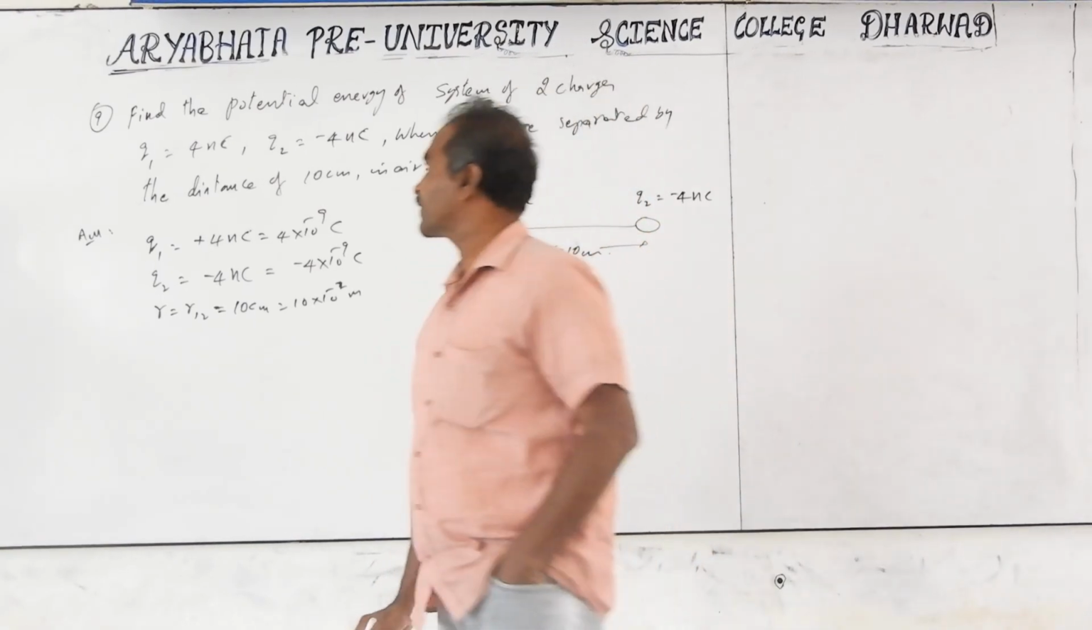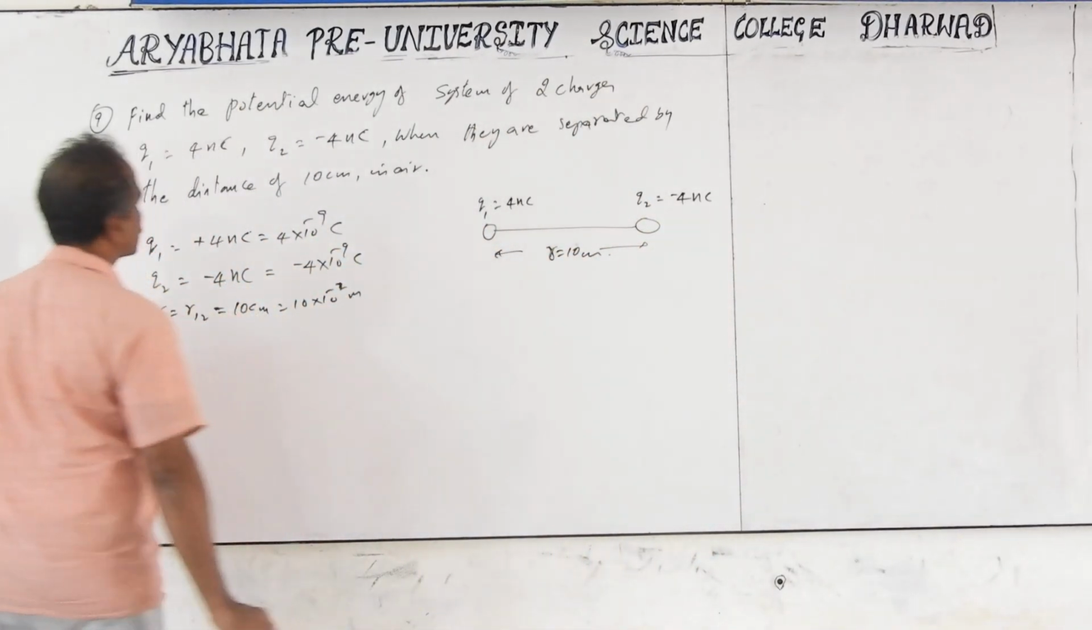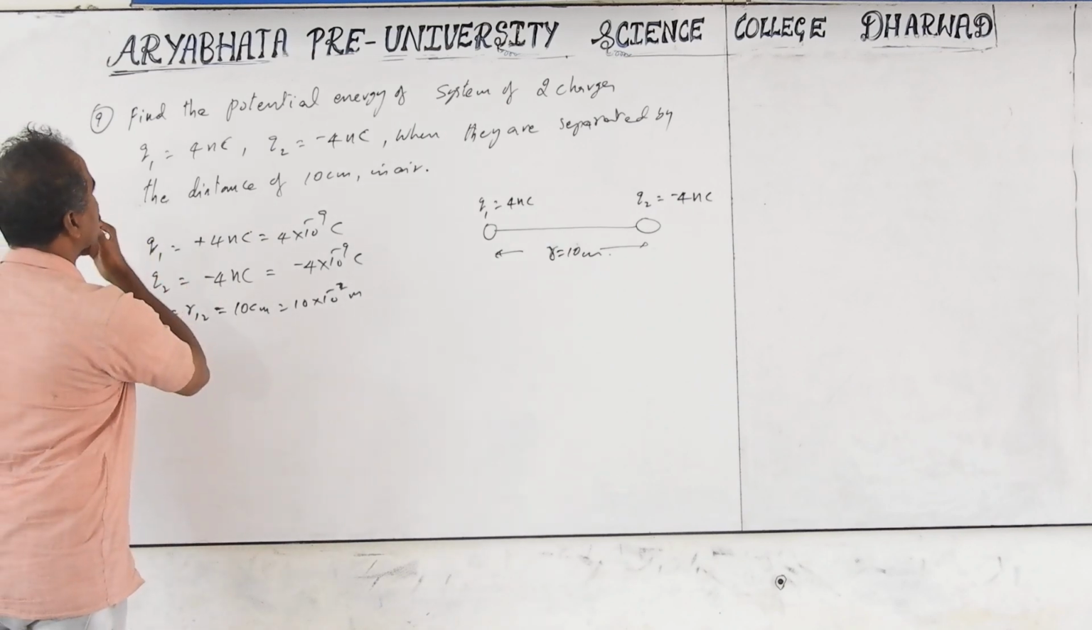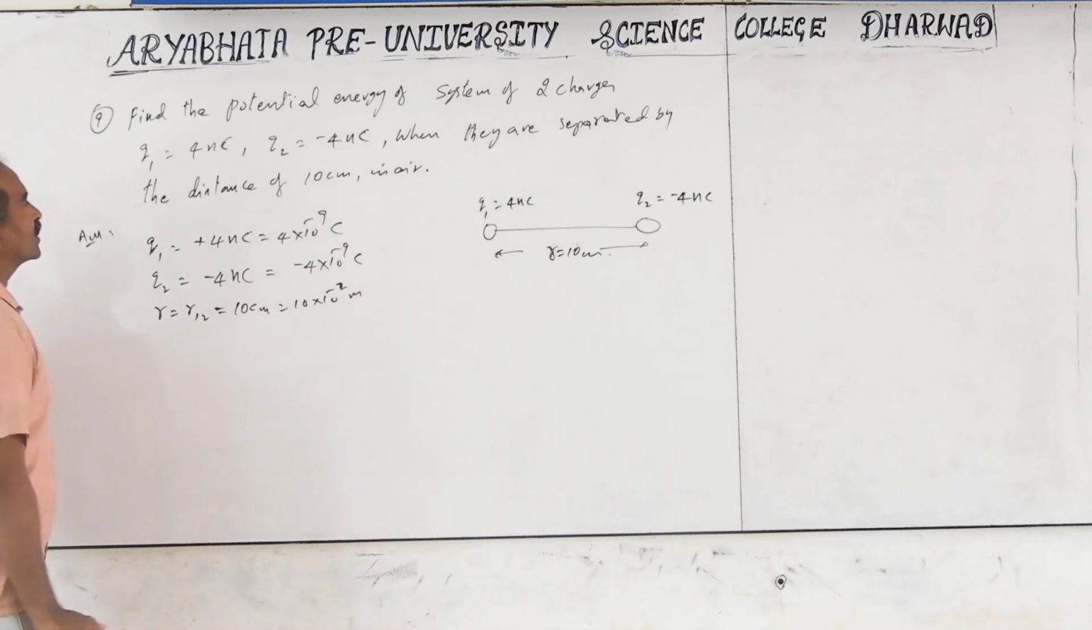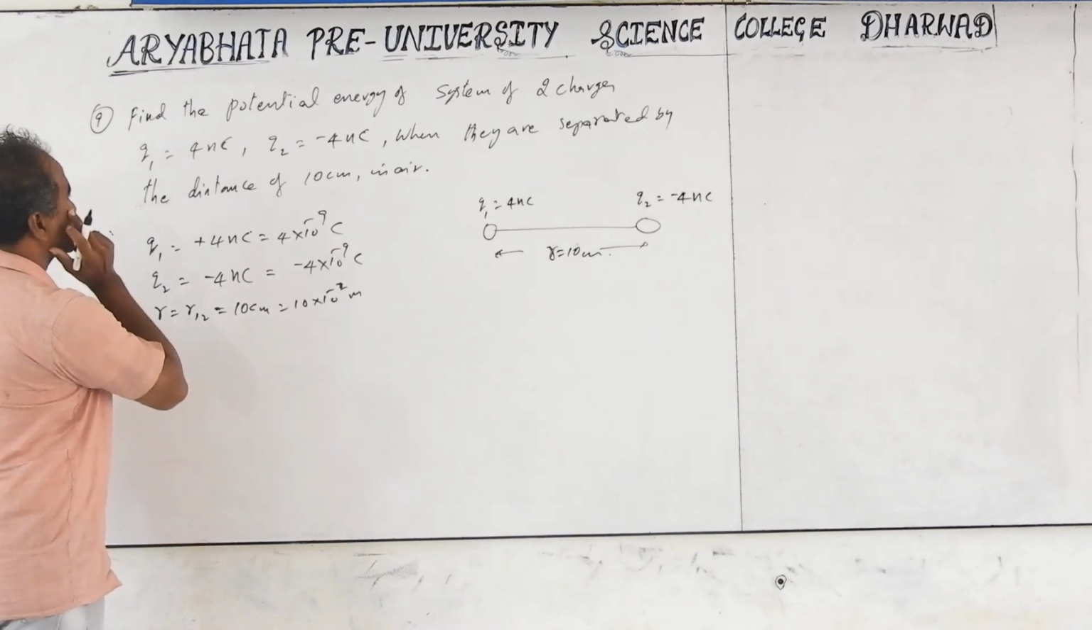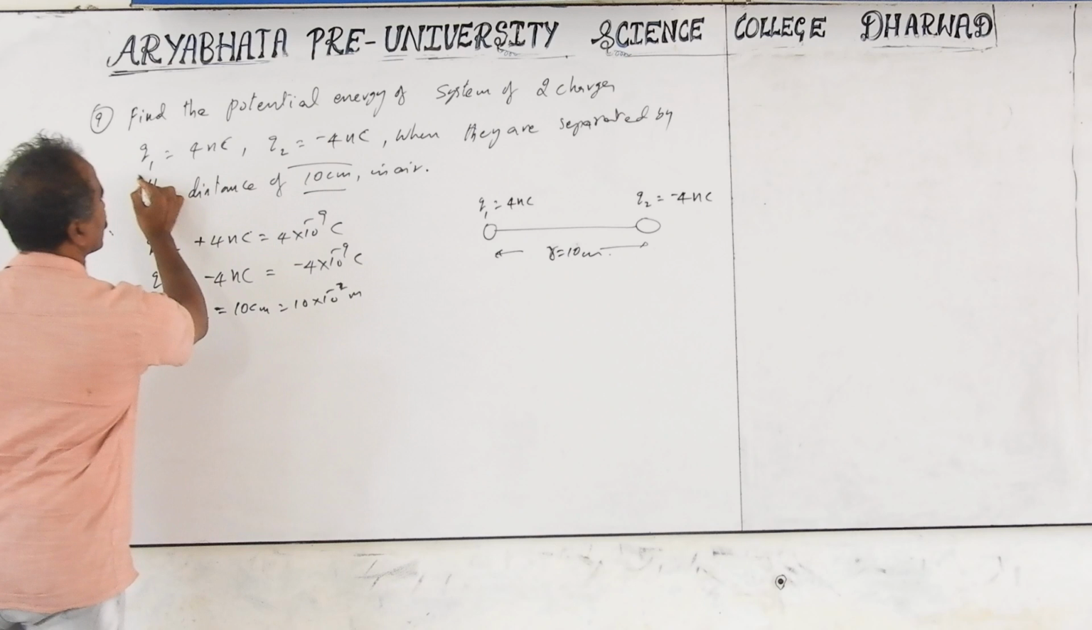Good morning, students. The ninth problem, the next problem, is the one we solved midway in the previous class. Find the potential energy of a system of two charges Q1 and Q2 when they are separated by a distance of 10 centimeters.